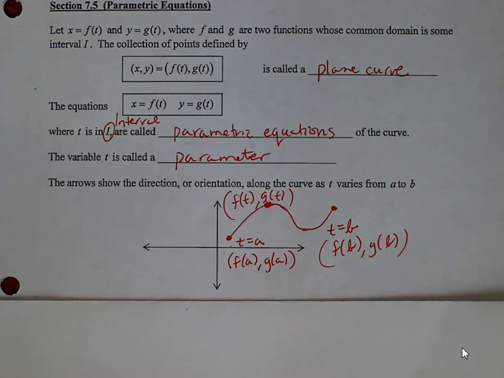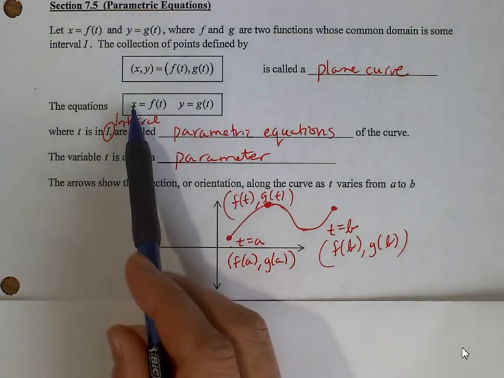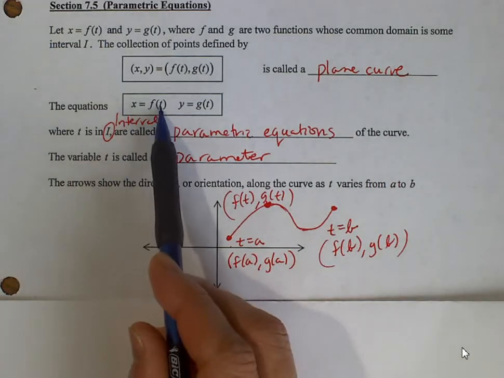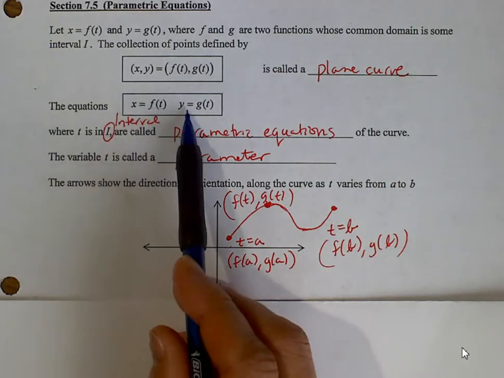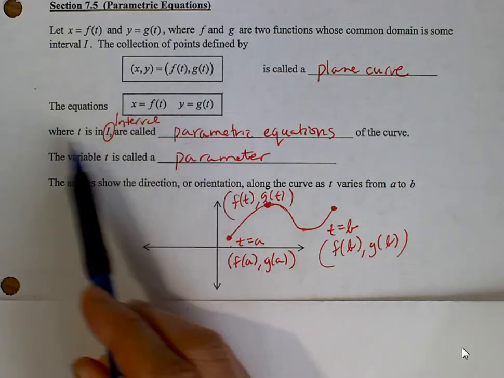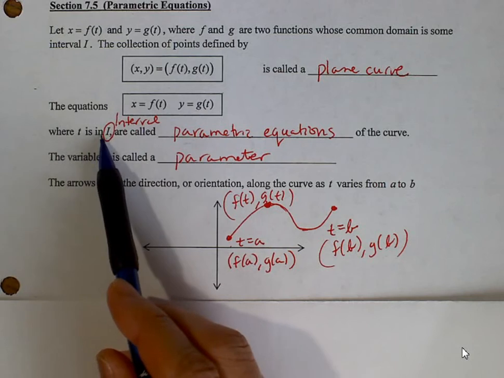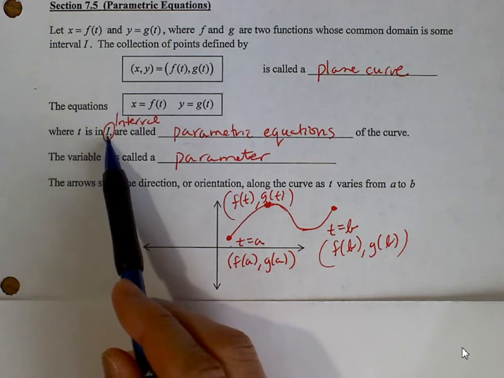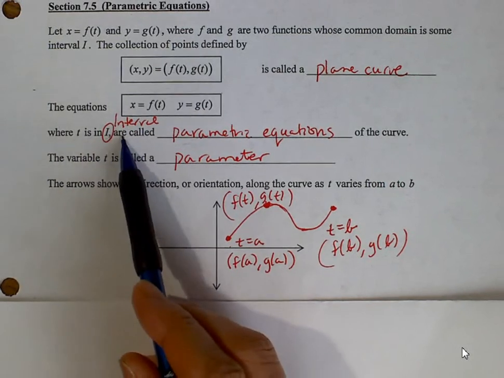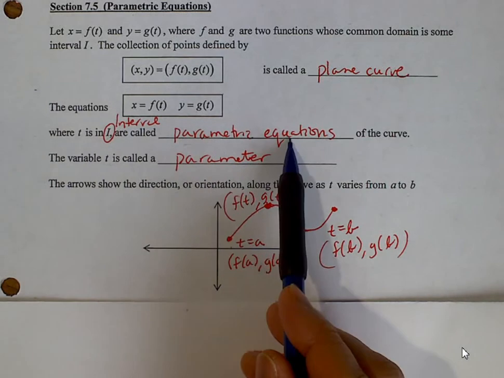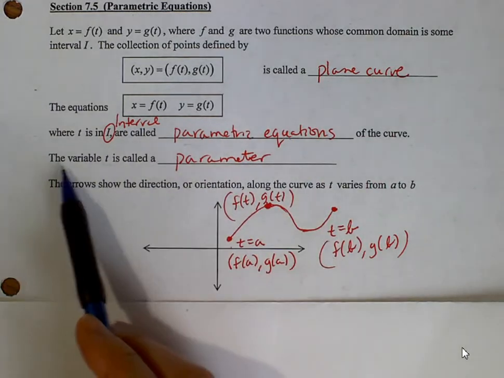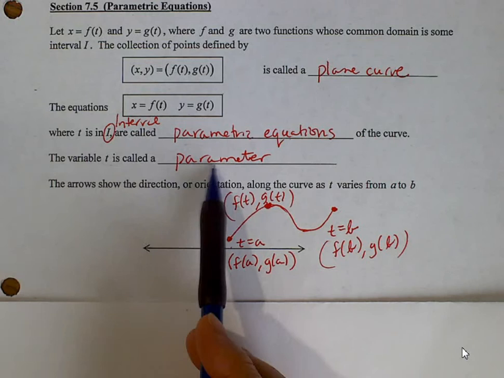So in our previous examples, we looked at problems that are functions. So you have y as a function of x, or x as a function of y, or we could have thetas, but we're going to be looking at x as a function of t. So x is equal to f of t and y is equal to g of t, where t is in the interval I, and these are called parametric equations of the curve. The variable t is called a parameter.